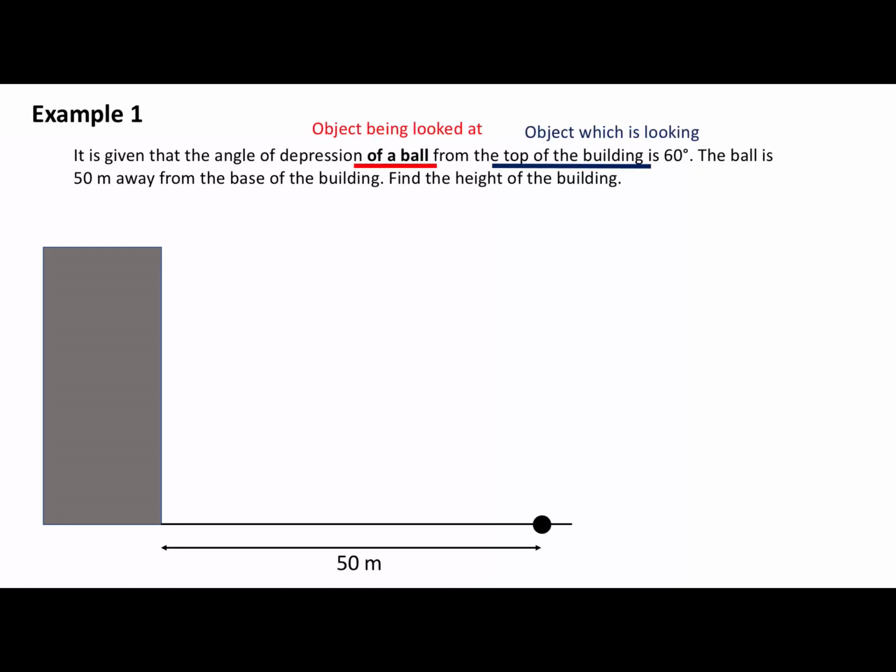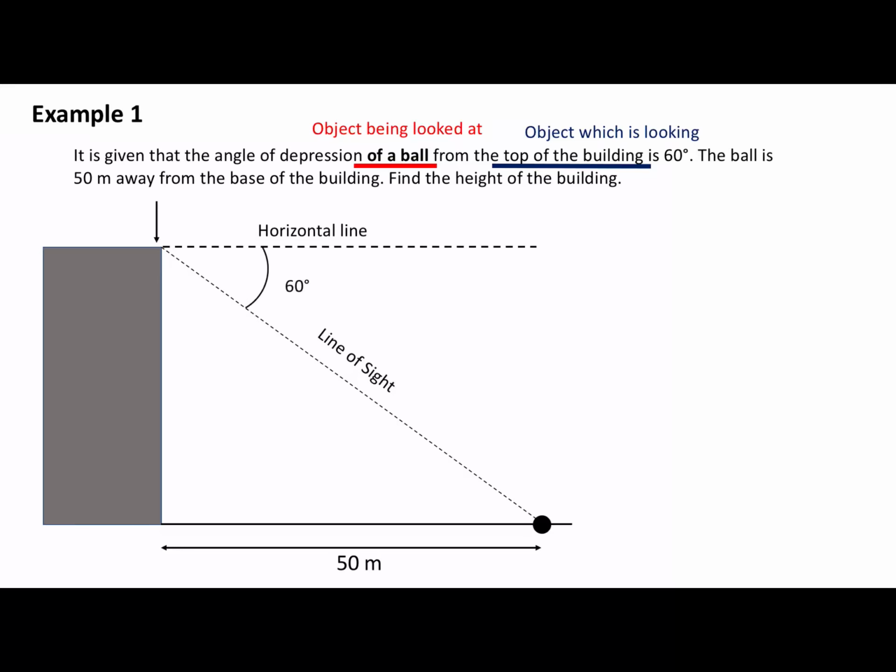So you draw the horizontal line where? At the top of the building, since we always draw the horizontal line at the object which is looking. So draw it. After that, you draw the line of sight from the top of the building to you. Sorry, this is a ball, not you. Okay, so you draw the line of sight from the top of the building to the ball. Now everyone, where is the angle of depression? It is right there, 60 degrees.